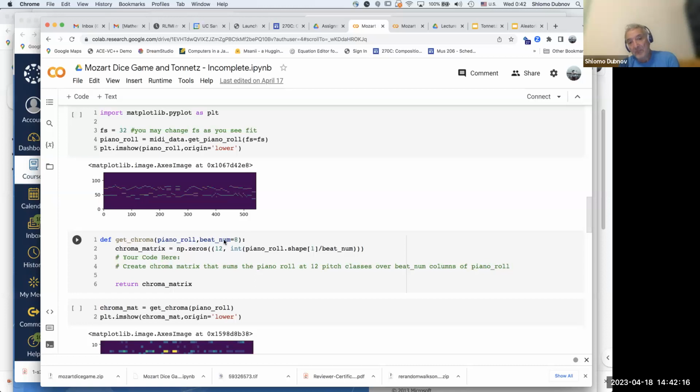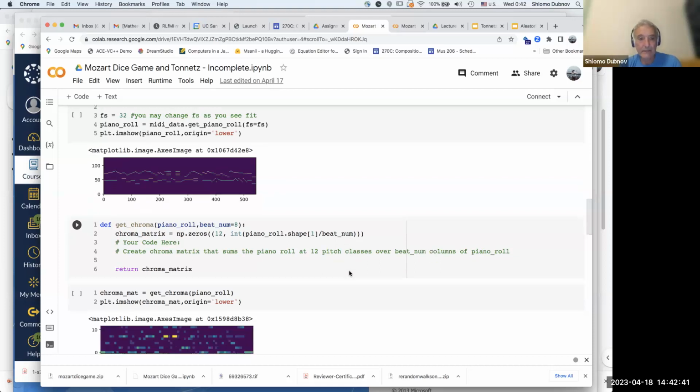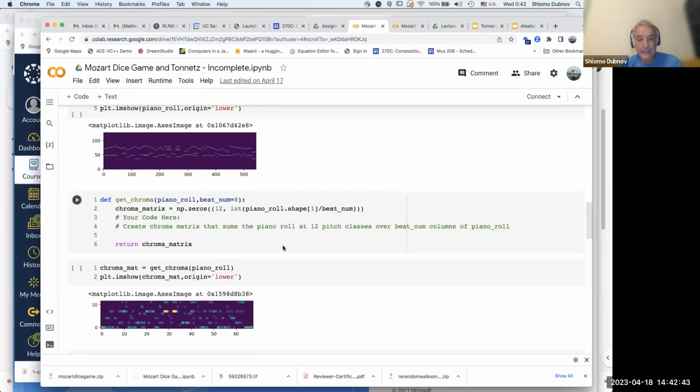Okay, so you can play around with whether you want to take 8 of the slices of the piano roll or more and aggregate them into basically a 12-dimensional vector that contains the number of occurrences of notes in every pitch class. If you have any questions, let me know. But this is basically the main part of this assignment, turning this into something like this.